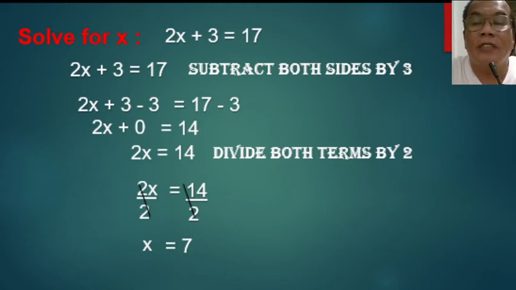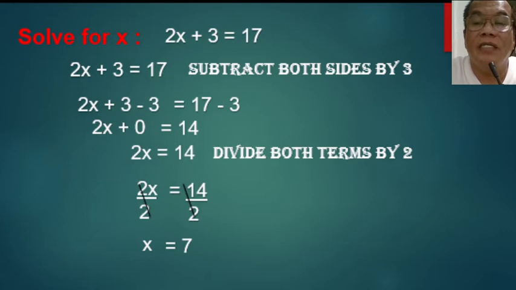Solve for x. Our equation is 2x + 3 = 17. To rewrite, 2x + 3 = 17. Subtract both sides by 3. So you have 2x + 3 - 3 = 17 - 3. And 2x + 3 - 3 is equal to 2x + 0. 17 - 3 is 14. So 2x = 14.